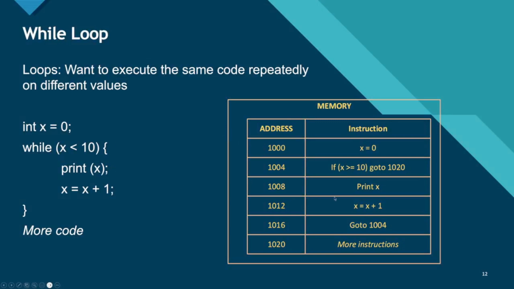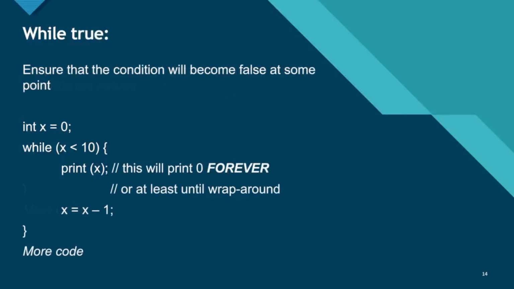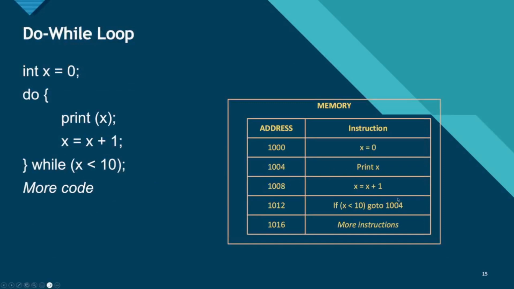In the while loop, we check the condition first, and only if the condition is true, then we do the inside of the loop. In the do-while loop, we always do the inside of the loop at least once, and then we check.